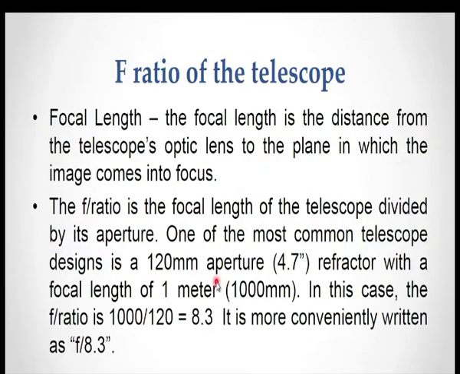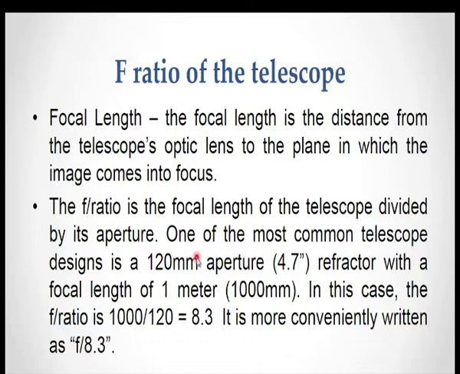The next thing is focal length. Focal length is a fundamental concept in physics. It's the distance from the telescope's optic lens to the plane in which the image comes into focus. That's the focal length of any lens. Coming to the ratio, the f ratio is the focal length of the telescope divided by its aperture. This is the definition of f ratio.